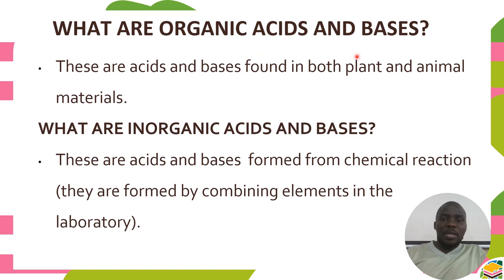So what are organic acids or bases? These are acids and bases found in both plants and animal materials. What are inorganic acids and bases? These are acids and bases formed from chemical reactions. They are formed by combining elements in the lab.